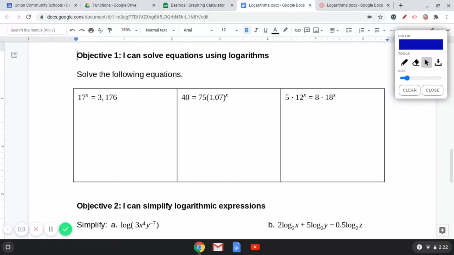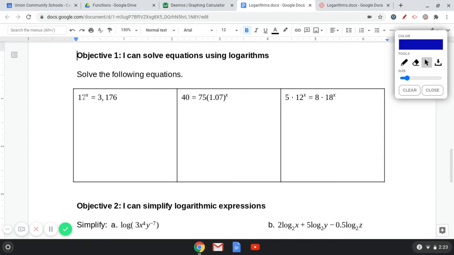Now, objective one: I can solve equations using logarithms. This really opens up some doors to solving equations, because now if you have an exponent where the variable is in the exponent, we have methods to solve for that variable. This might be review for you. I don't know if logarithms are review for you. If not, then this is new and it opens up some doors to solving equations. So let's just go through these.